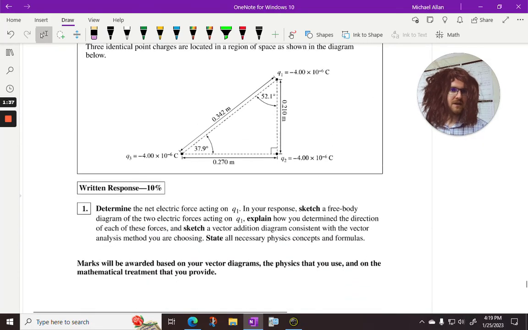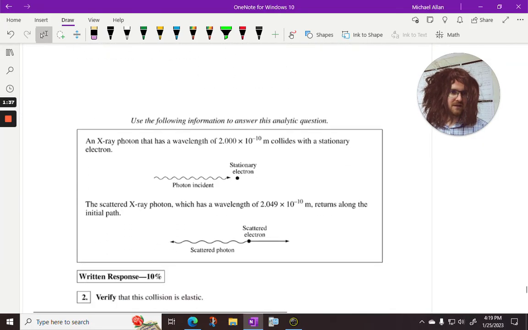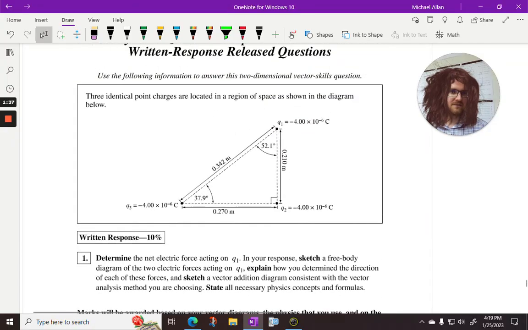Yay, we finished. Now, I did throw this extra question on here. There's a couple extra questions down here, but these are just the written responses from back in 2009 when they still had written responses. Back when I first started teaching. Made things tricky. But the math of these are pretty much the same.